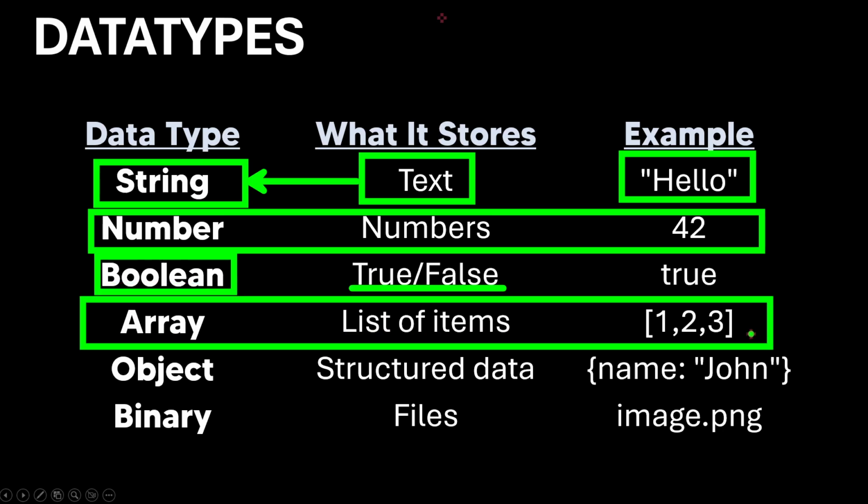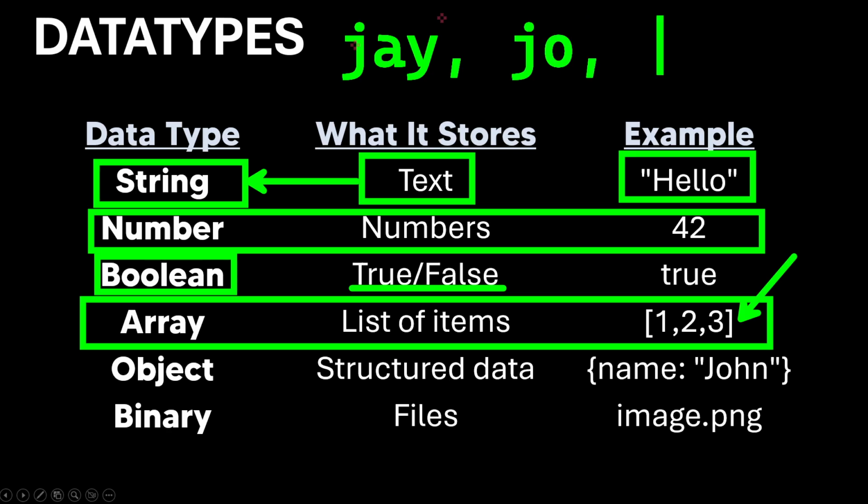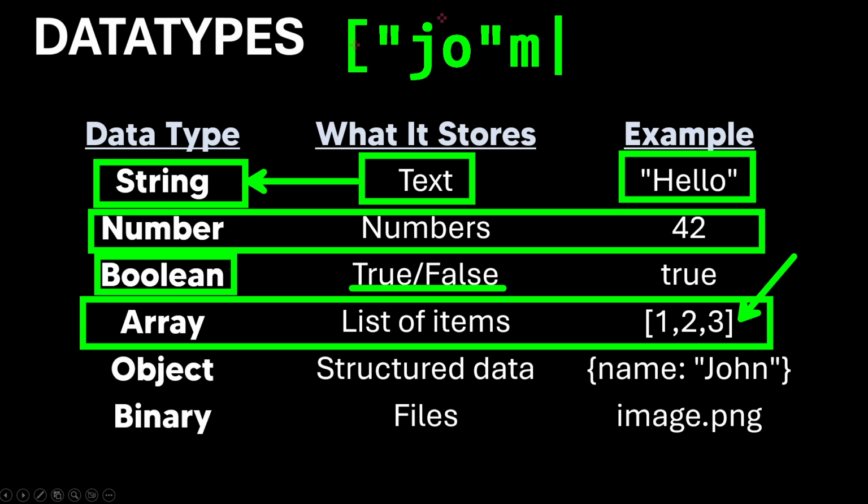Okay, we have the next one, which is an array. An array is just a list of items. If you want to list multiple things, like maybe you want to list your friends, like Joe, you just have to open a square bracket like this, and then you can write Joe. Joe is more like text, so you put that in double quotes, and you can write whatever their names are, right? If you want to store multiple values, you need to put them inside a square bracket.